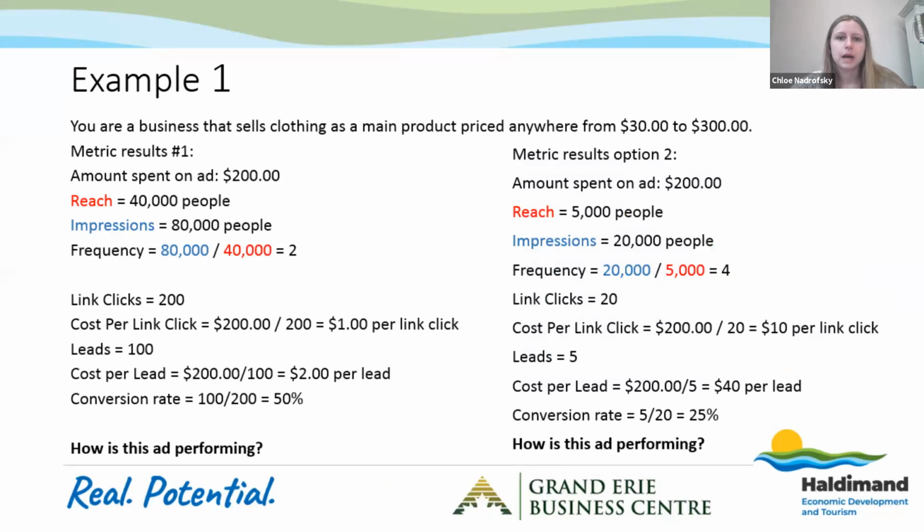So I'm just going to walk you through a couple of examples here to emphasize the difference in metrics, because often we get a question like, is my ad performing well? But it's more, is it performing well for your business? Is this what you wanted out of your ad? Is this your goal? It differs depending on what products you're selling. This first example is a business that sells clothing as a main product, priced anywhere from $30 to $300.